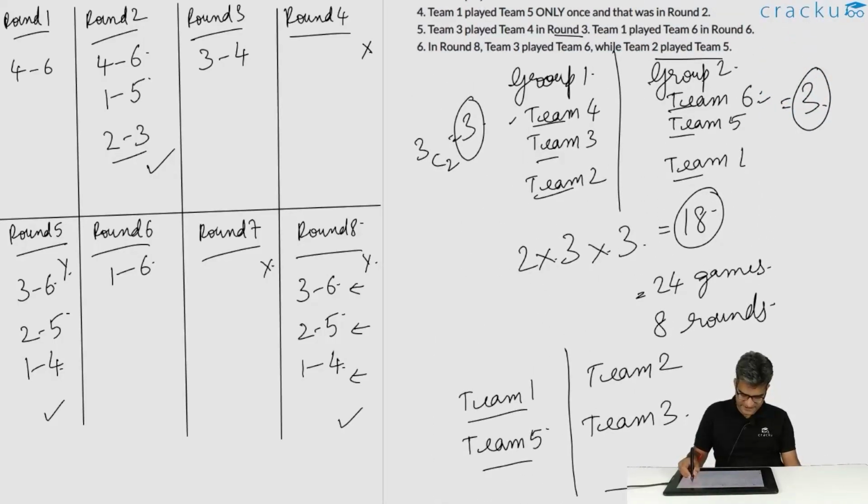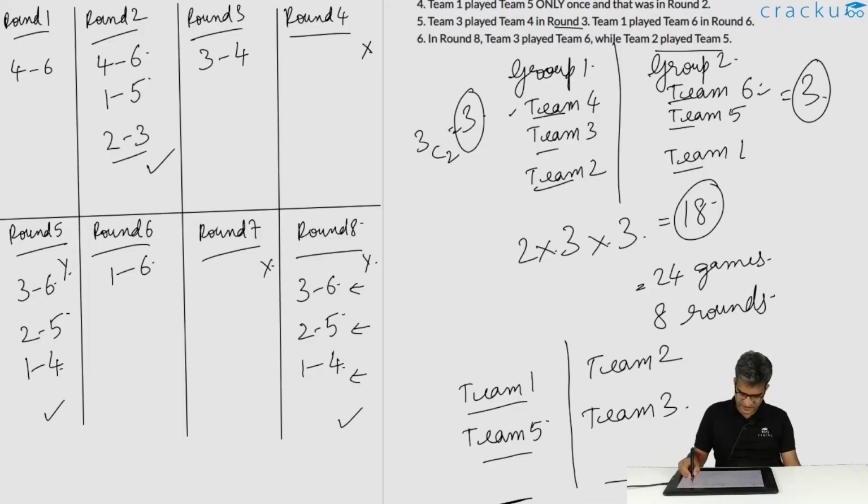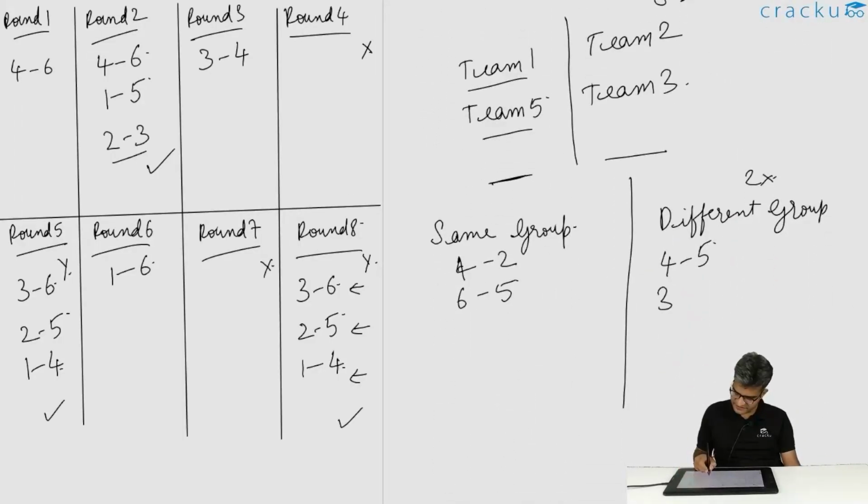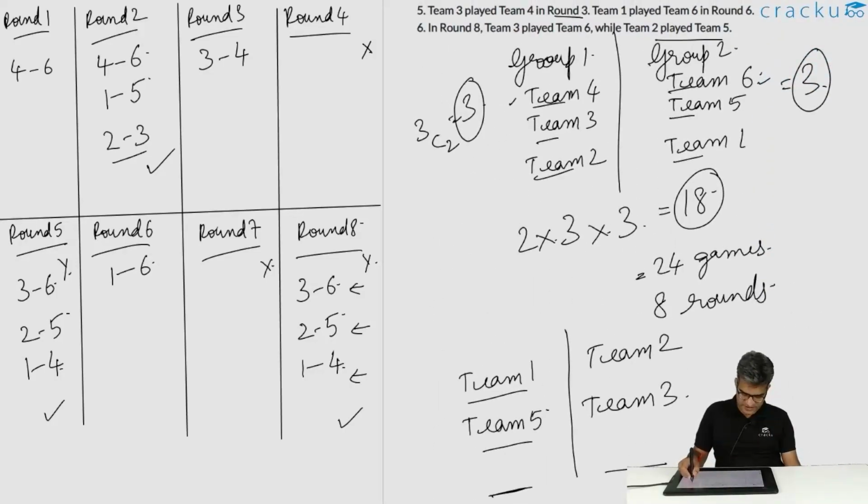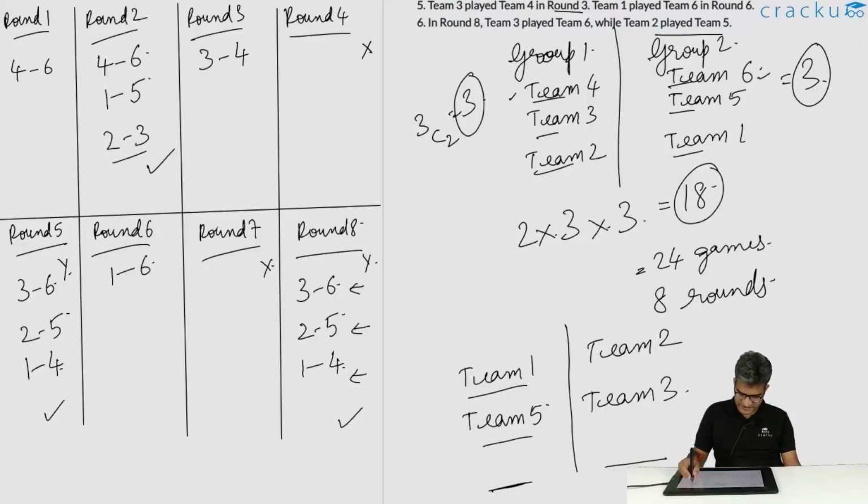Similarly, 3 versus 6 is done. 3 versus 5 is not done. 3 versus 1 is not done. So 3 versus 5 and 3 versus 1. Similarly, 2 versus 6 is not done. 2 versus 5 is done. 2 versus 1 is not done.